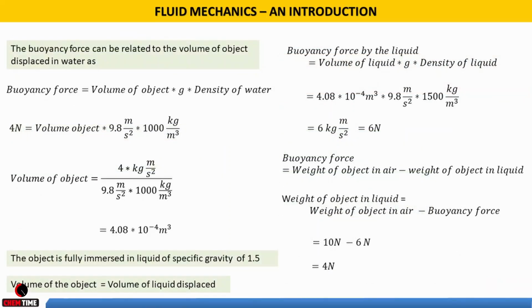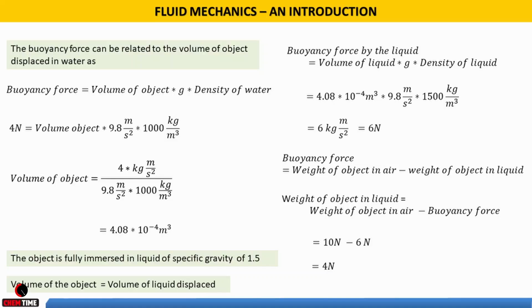The buoyancy force can be related to the volume of object displaced in water as buoyancy force is equal to volume of object into g into density of water. That is 4 newtons is equal to volume of object into 9.8 meters per second square into 1000 kg per meter cube. As a result, the volume of object becomes 4 by (9.8 into 1000), which gives rise to 4.08 into 10 power minus 4 meter cube for the volume of the object.